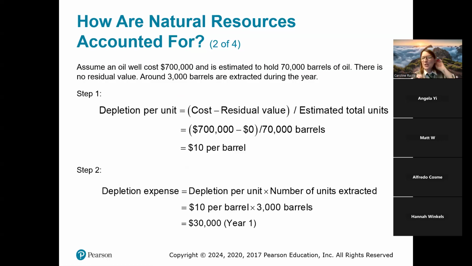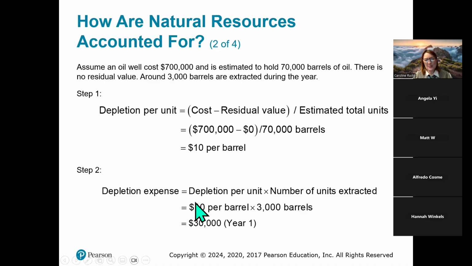It looks a lot like depreciation, right? But because it's a natural resource, we call it depletion. So we have cost minus residual value divided by the total units. Okay, so that's $700,000 in cost. There's no residual value because nobody wants a hole in the ground. Divide that by 70,000 barrels. It's $10 per barrel. Okay.